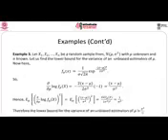Next, we consider another example, example 3. Let X1, X2, up to Xn be a random sample from a normal(μ, σ²) population with μ unknown and σ known. Let us find the lower bound for the variance of an unbiased estimator of μ. Here, f(x) equals 1/(σ√(2π)) times e to the power −(x − μ)² divided by 2σ².